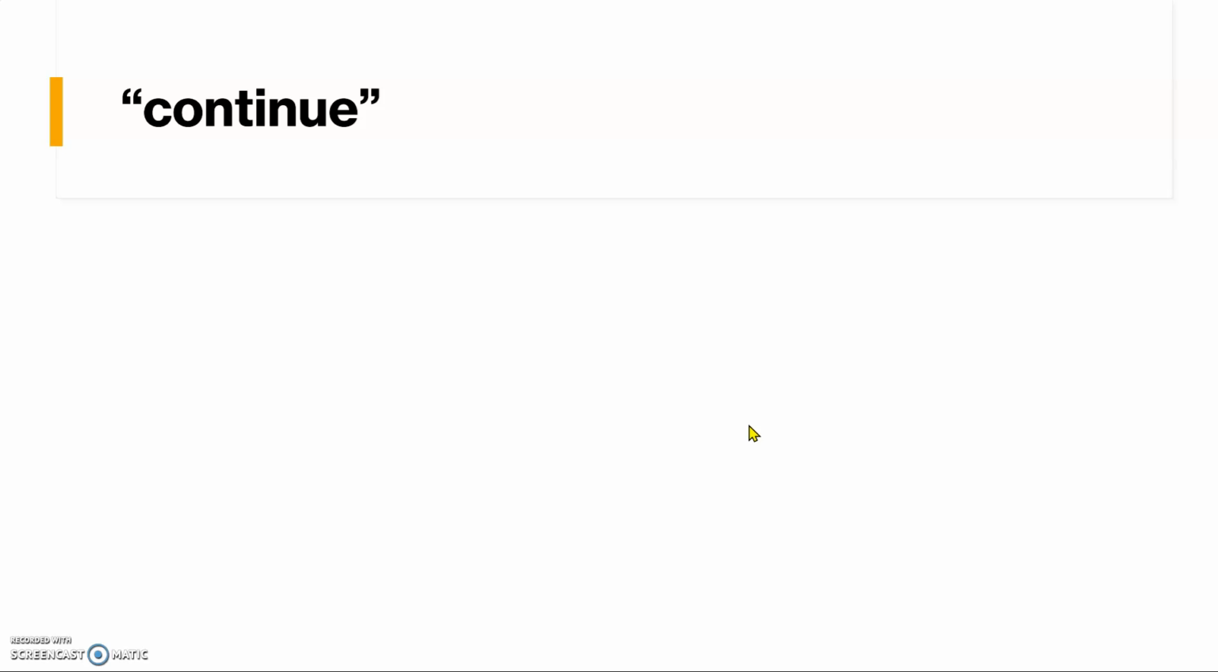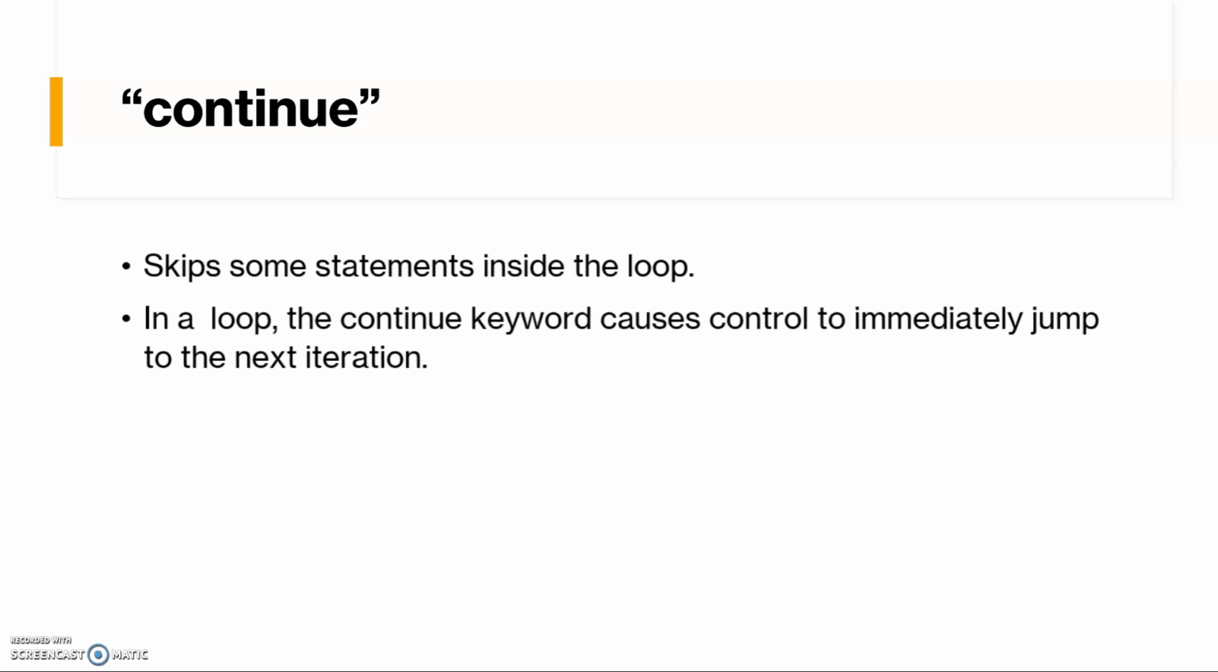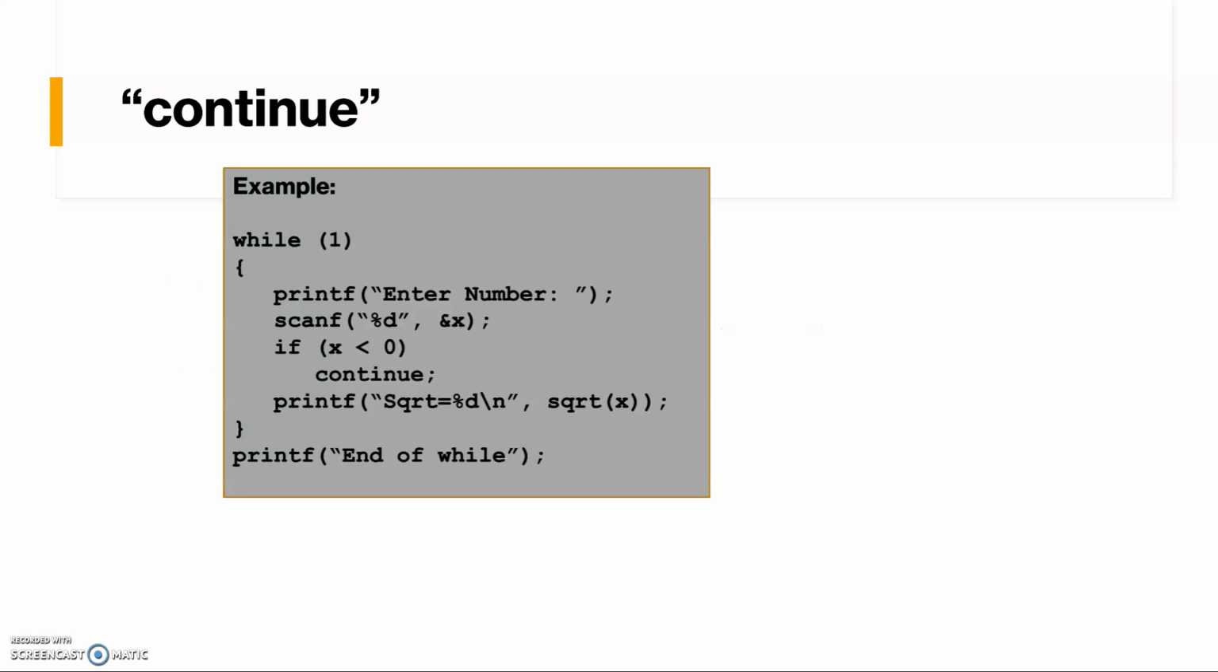Coming to the second transfer statement, that is continue, it is exactly opposite to your break. It will skip the statements in the loop and repeat the loop, whereas break will break the loop, whereas continue will repeat the loop by skipping the next statements to it. So in this, what happens is it will immediately jump to the next iteration. The syntax is very simple. We need to use a keyword called continue. Right? So let us learn this one with a simple example.